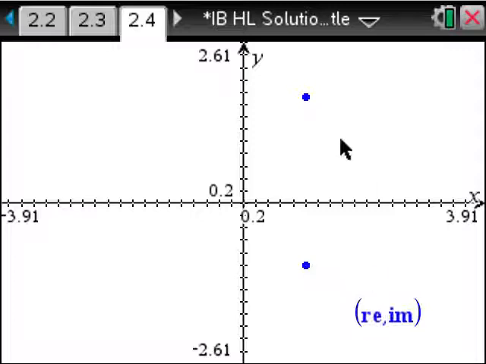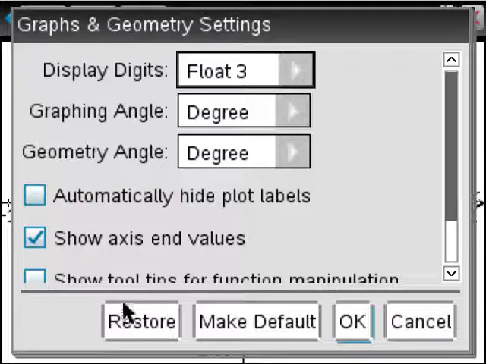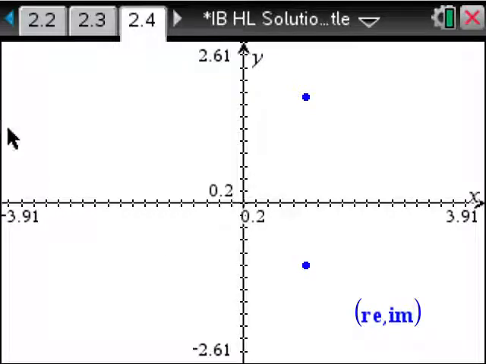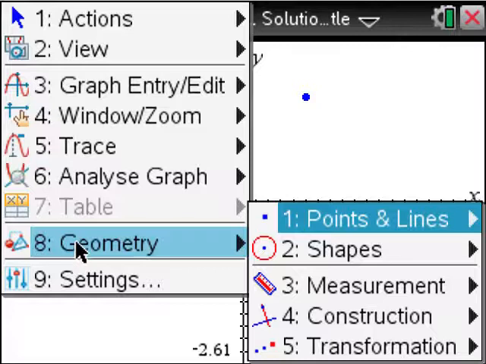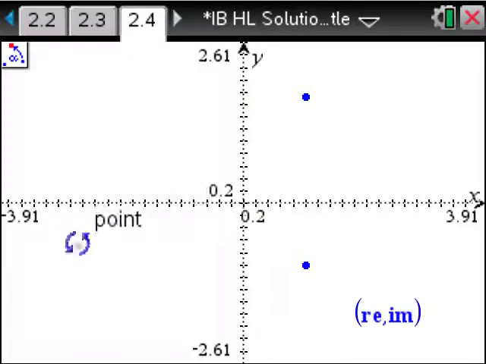And what I'm going to do is some rotational geometry here, so I'm just going to check what the settings are. So I'll press menu, settings, and I've got them both in degrees. Now I know that Argand diagrams are normally in radians, but I'm just going to cheat a little bit and keep everything in degrees here. And I'm going to rotate this point by 90 degrees all the way around. So what I'll do is menu, geometry, transformation, and then a rotation.